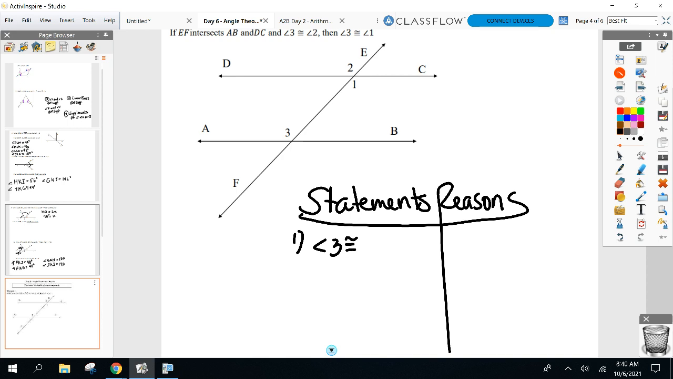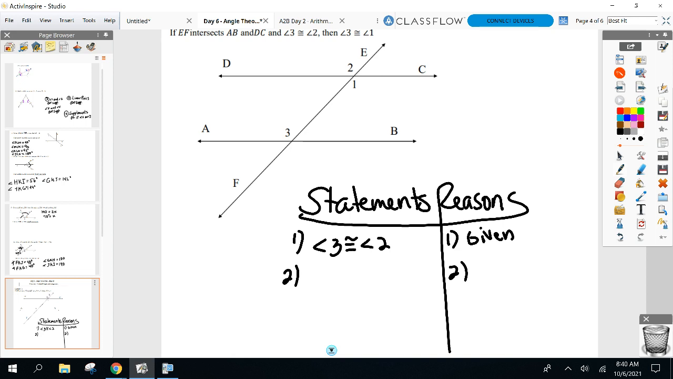Angle 3 congruent to angle 2. Given. I don't write the other information up in there, but mark it on your diagram. 3 and 2 are congruent. And I'm asking, why would 1 and 3 be equal? Let you guys finish marking and writing.